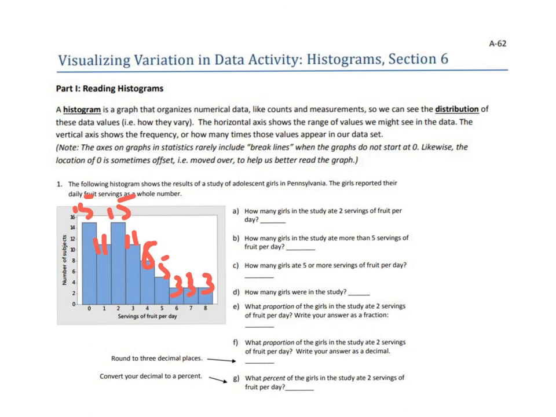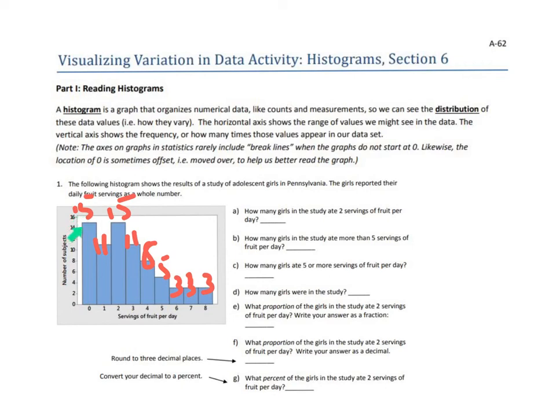All right, section 6. So on this page, we're looking at histograms. A histogram basically is just a graph that organizes numerical data. On this one, we have bars going over the servings of fruit. As you can see, we have 0, 1, 2, 3, 4, 5, 6, 7, 8 fruits a day, and this side is going to be your frequency.